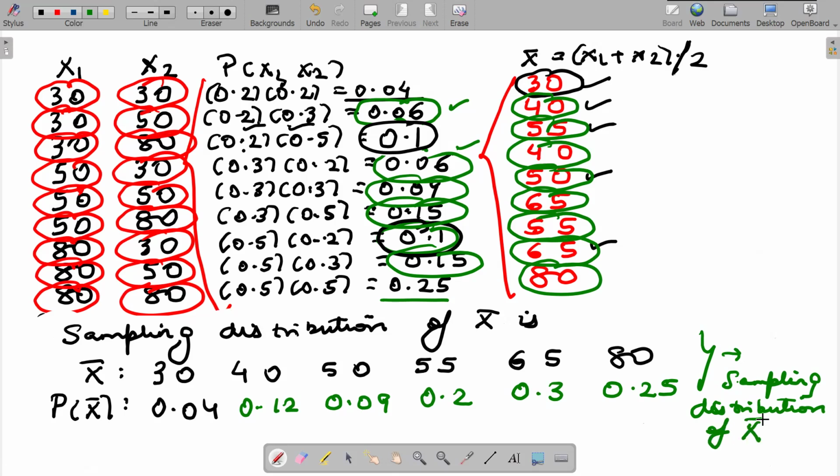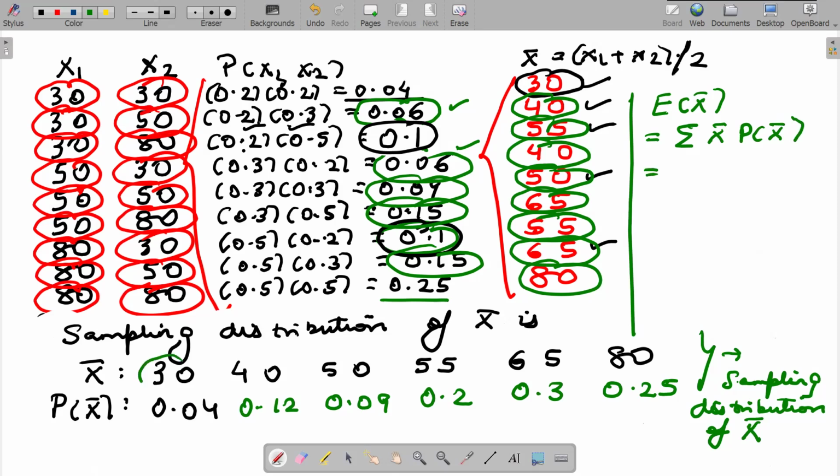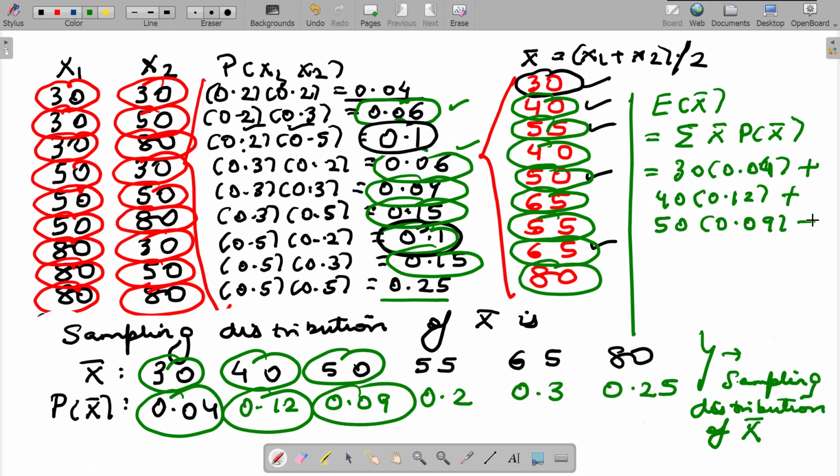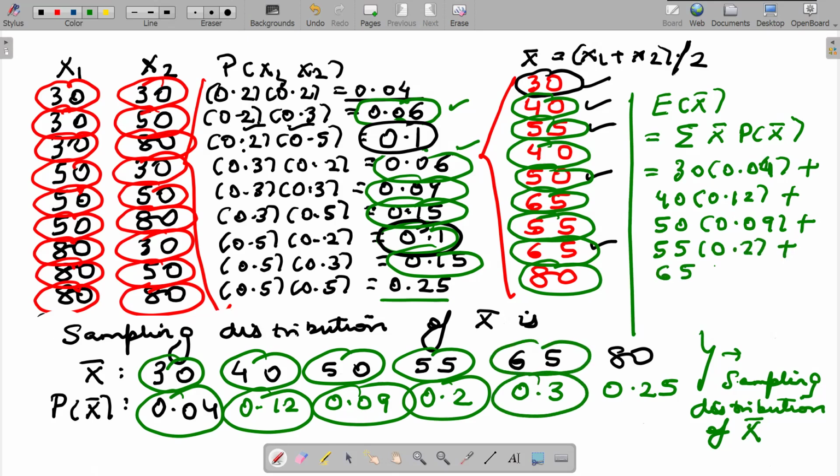And now the question asks us to find the expected value of X bar. So the expected value of X bar using the formula for expectations will be summation X bar into P of X bar. So it's going to be 30 into 0.04 plus 40 into 0.12 plus 50 into 0.09 plus 55 into 0.2 plus 65 into 0.3 plus 80 into 0.25.